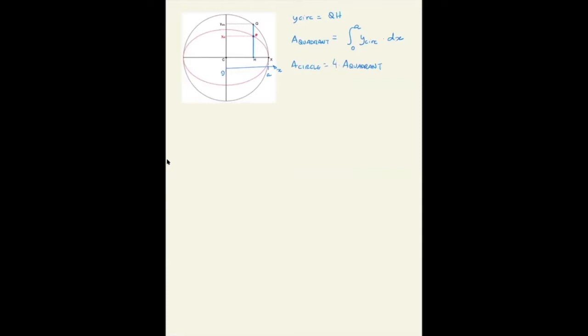Now the area of the ellipse, you can find by the same method. The area of the ellipse is going to be 4 times the integral from 0 to a, not of y circ, but y ellipse. And because we already know the relationship between the semi-major and the semi-minor axis, we can write that y ellipse is equal to b over a times the y of the circle. So to find the area of the ellipse, you simply have to get the area of the circle and multiply it by b over a. And since the area of the circle is pi a squared, the area of the ellipse is then pi ab.